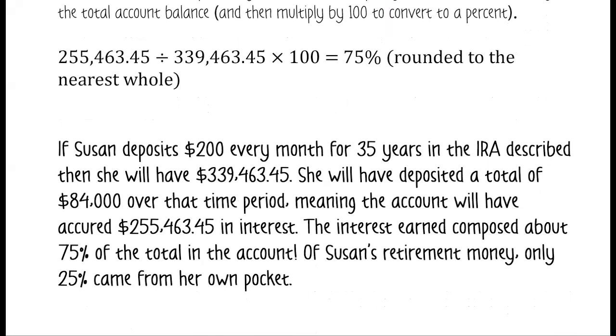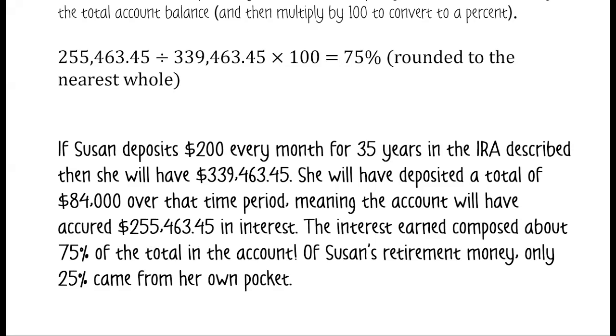So I came to the conclusion that if Susan deposits $200 every month for 35 years in the IRA described, then she will have $339,463.45. She will have deposited a total of $84,000 over that time period, meaning the account will have, I should say accrued, another spelling error, accrued $255,463.45 in interest. The interest earned composed about 75% of the total in the account. Of Susan's retirement money, only 25% came from her own pocket.